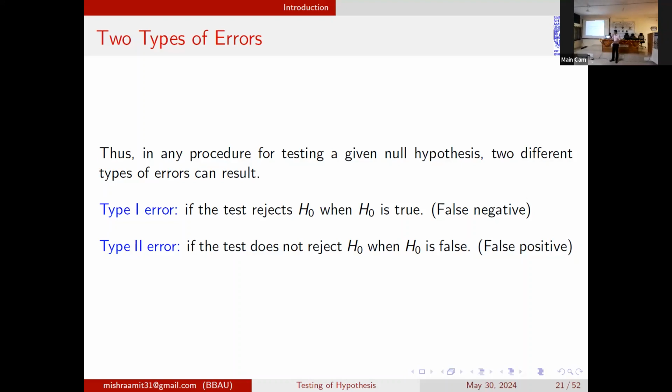The same thing is there, type 1 and type 2 error. Now, if you see it carefully, I have already fixed type 1 error.